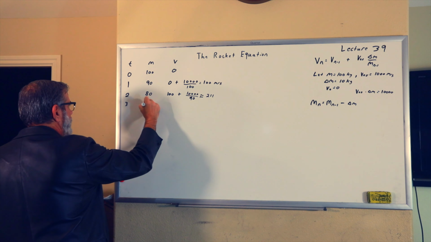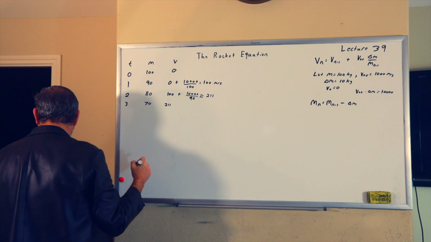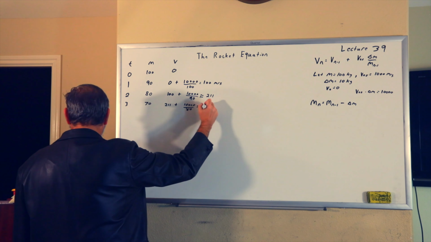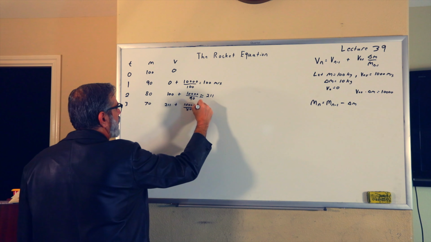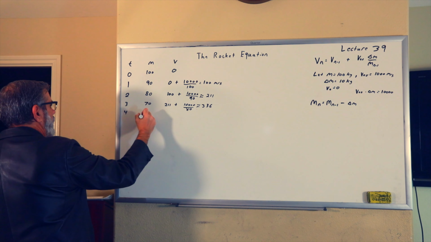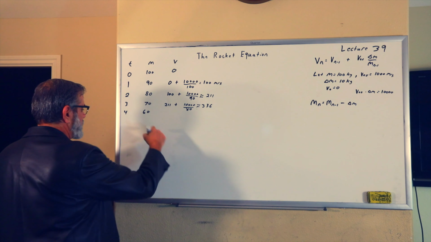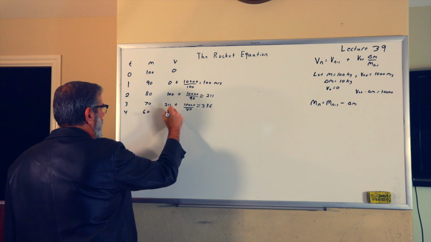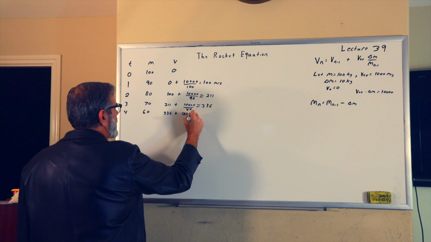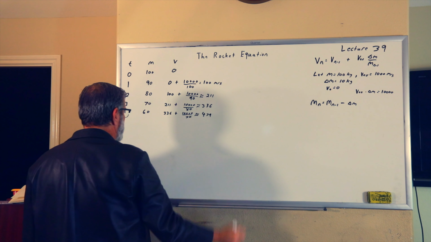In the third time step, the mass will be 70 kilograms. The velocity will be the 211 meters per second from the previous time step, plus 10,000 divided by 80, which is approximately 336 meters per second. In the fourth time step, we'll have a mass of 60 kilograms, and our new velocity will be 336 meters per second plus 10,000 divided by 70, which is approximately 479 meters per second.